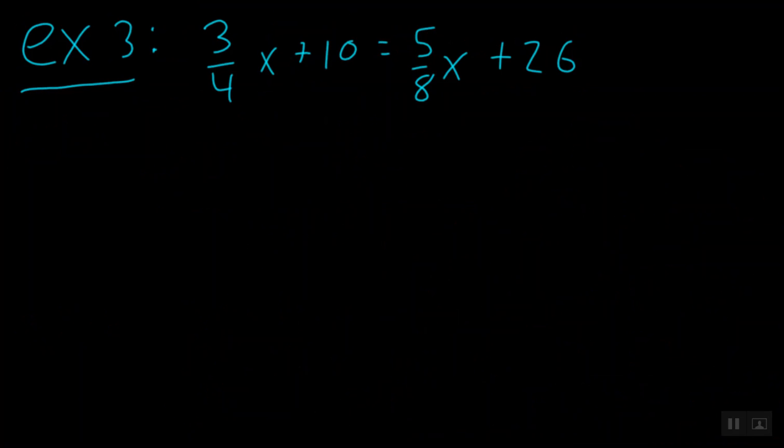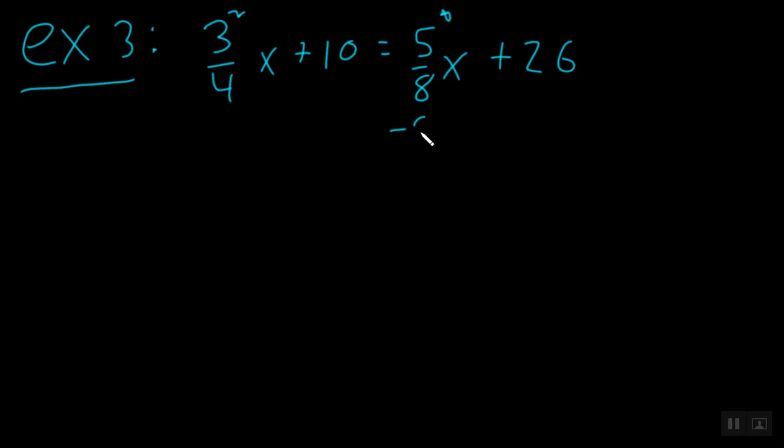Okay, here we have example 3, and now we're going to start solving with fractions. We have 3/4 x plus 10 equals 5/8 x plus 26. So both sides are simplified, and we ask ourselves our second question. Are my x's together? And the answer is no, they're not. So let's go ahead and try and move our smaller x. Now it's my guess that 5/8 is smaller than 3/4. I know that 3/4 is like 75 cents, it's 0.75.